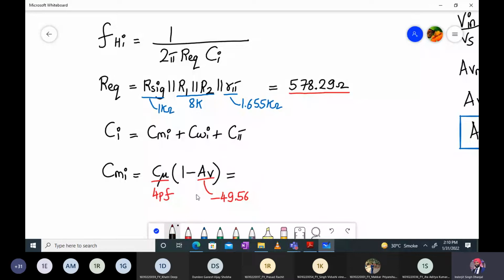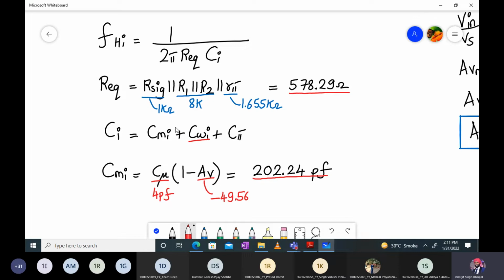So can you calculate this? 4 pico into 1 minus of minus 49.56. So this will become 202.24 picofarad. Please note this answer down if you have not calculated yet. Please calculate along with me. So CMI value is coming out to be 202.24 picofarad.